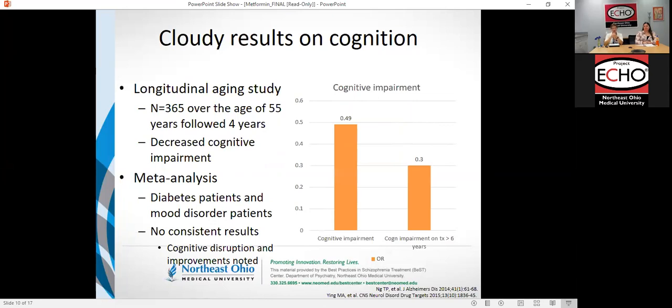There was one trial done, a longitudinal aging study that was done in Asia that included 365 patients. They were over the age of 55 and they followed them for 4 years. What they found was there was a significant decrease in cognitive impairment. So on your right-hand side are the odds ratios for the development of cognitive impairment for patients that were given metformin. And you can see that it was significantly reduced.